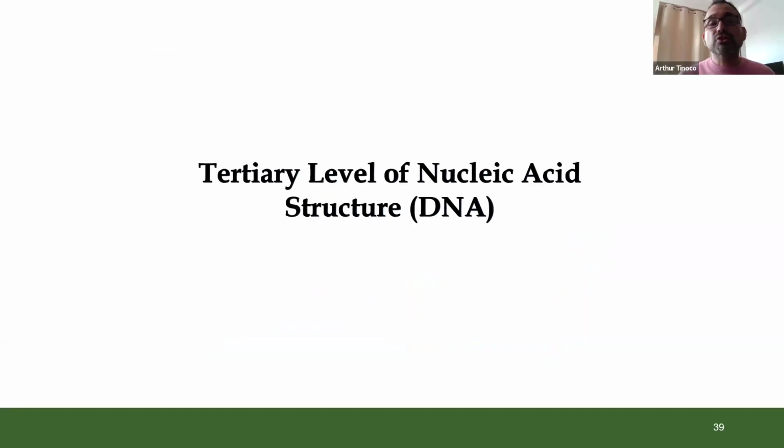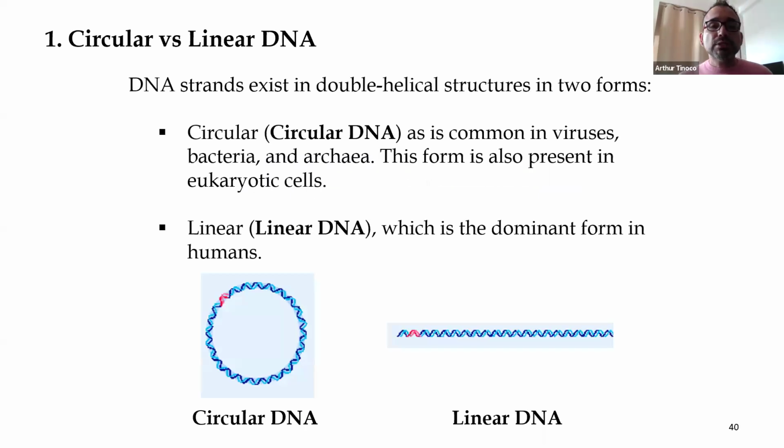And now let's look at the tertiary level of structure. So here we're going back to DNA. So in terms of composition, you can have circular versus linear DNA. And so what really constitutes that? So DNA strands can exist in double helical structures. Okay, so that's what constitutes secondary, but then how they become compact or arrange themselves.